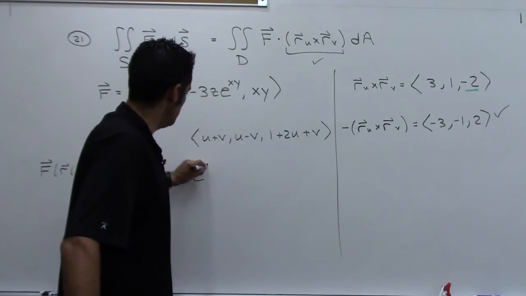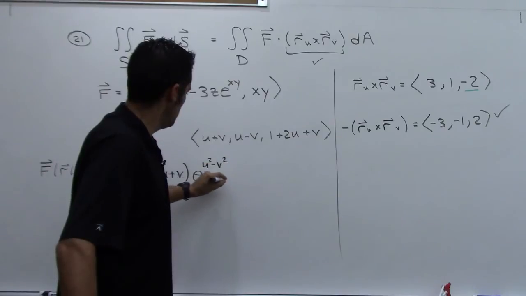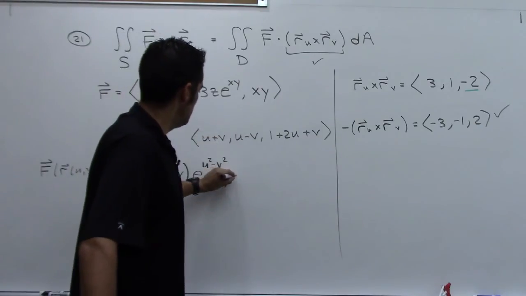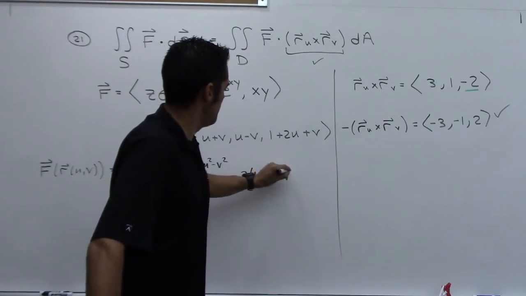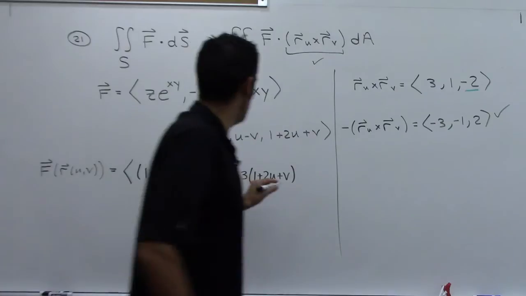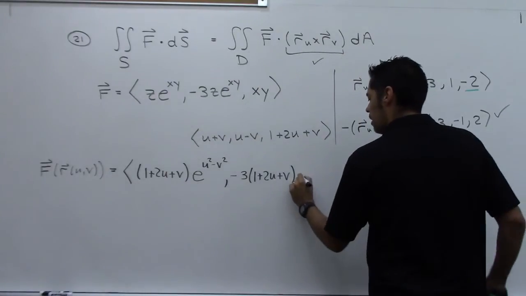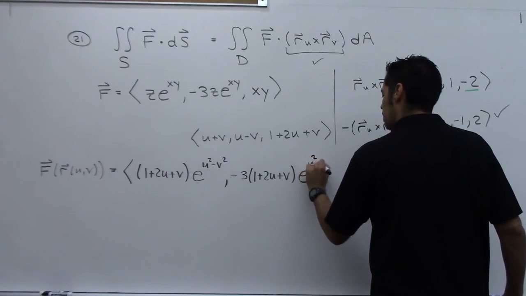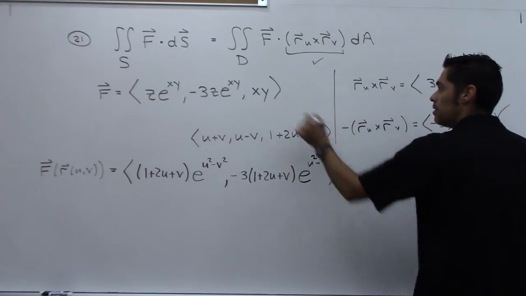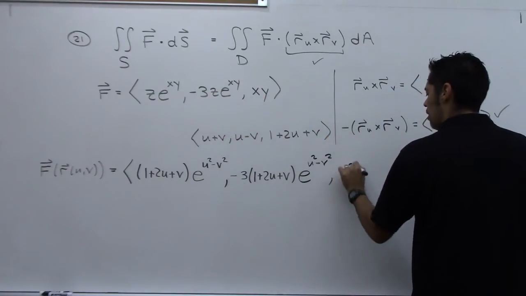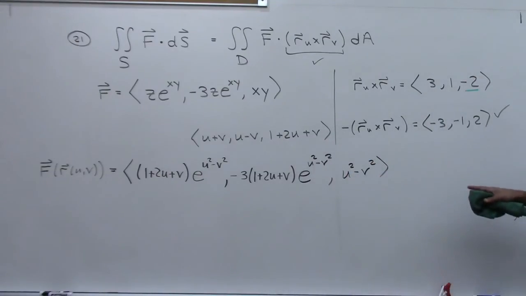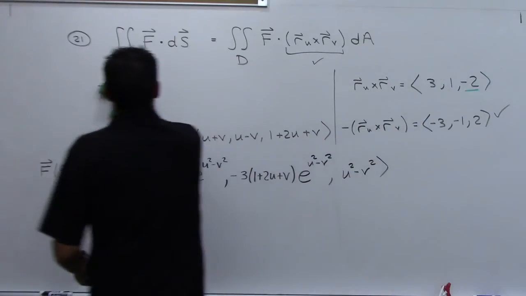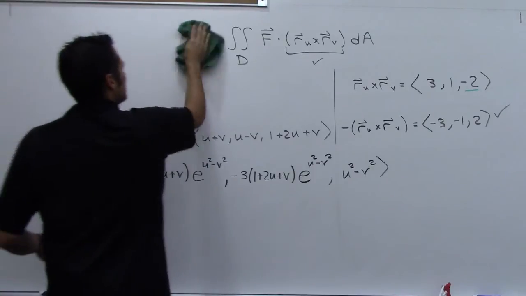When you multiply those, you get u squared minus v squared, and now this, negative 3z, so negative 3 times the z. All right, and then e to the same thing, e to the u squared minus v squared, and then the last part is x times y, which again is u squared minus v squared. All right, I've got to take that now and dot that with this. So now I think I'm ready to set up this double integral right here.